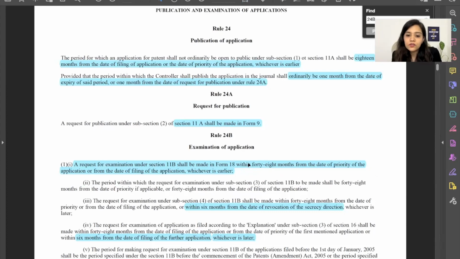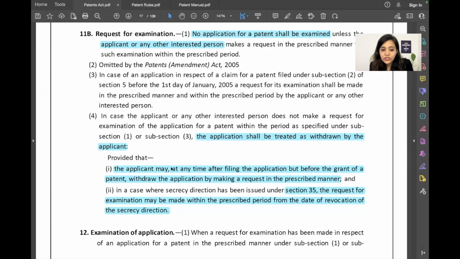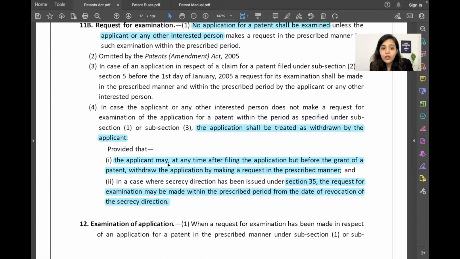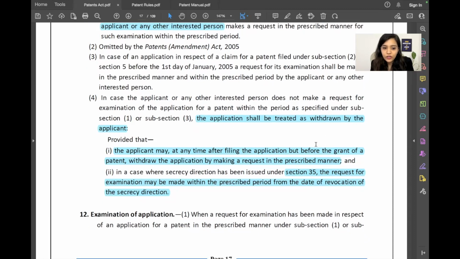So we say it is 48 months from date of priority. The next subsection which is important is subsection 4, which says in case the applicant or any other interested person does not make a request for examination of the application for a patent within the period as specified under subsection 1 or subsection 3, the application shall be treated as withdrawn by the applicant. So if you do not file request for examination, your application will be treated as withdrawn.